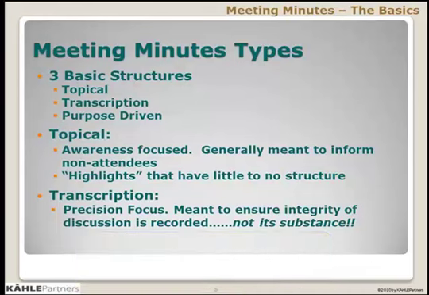Now, that said, the meaning and significance of what was said in the meeting and how that information is used is not addressed in transcription minutes. That is left up to the various actors to address on their own using transcription minutes as their basis. So transcription minutes are not focused upon the substance of the meeting, they're focused upon the content of the meeting.